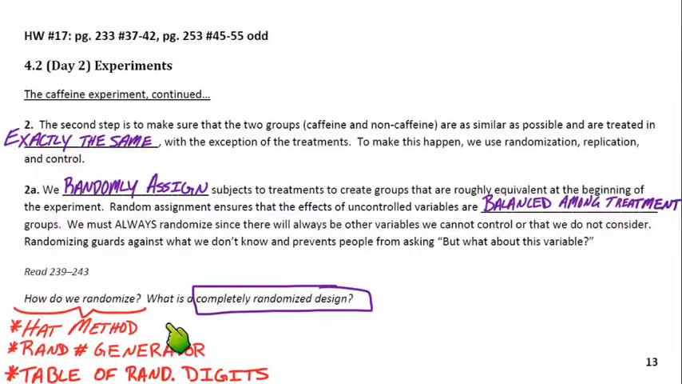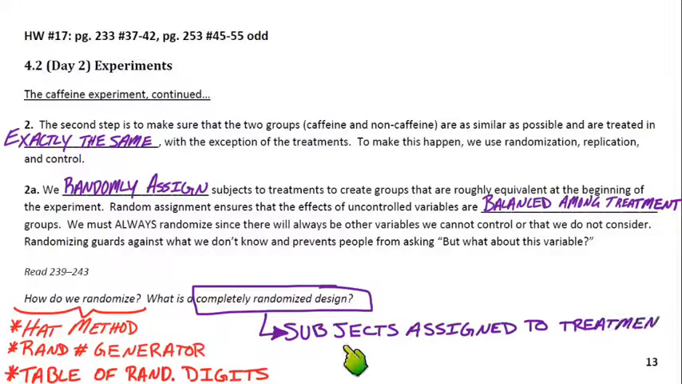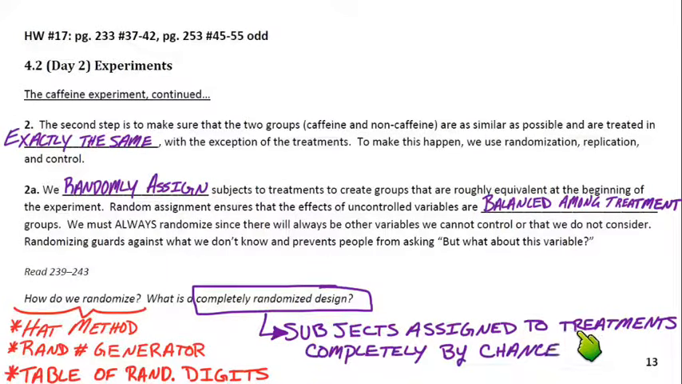Okay, and then in general, what's a completely randomized design? For an experiment, this is another vocab term. A completely randomized design. You take the subjects or the experimental units, and they're just assigned to treatments completely by chance. So you literally just randomly assign it. That is a completely randomized design for an experiment. There'll be a couple other types of experiment designs we'll look at, but a completely randomized design just takes experimental units or subjects and just assigns them to treatments at random.